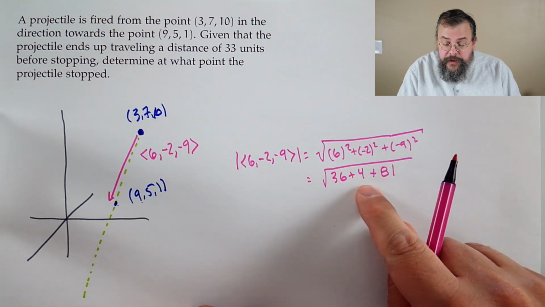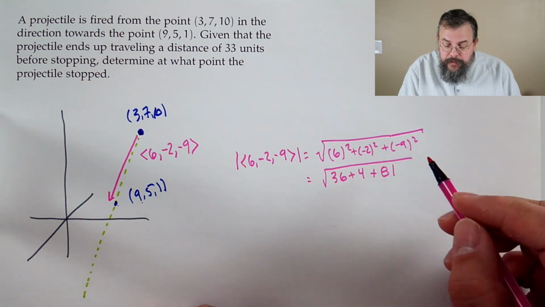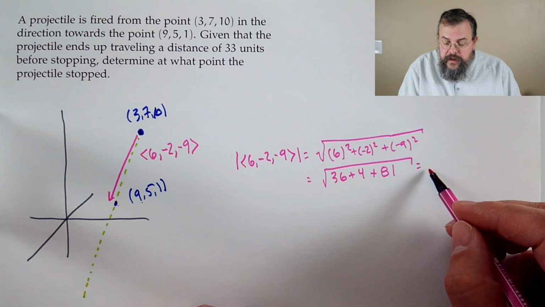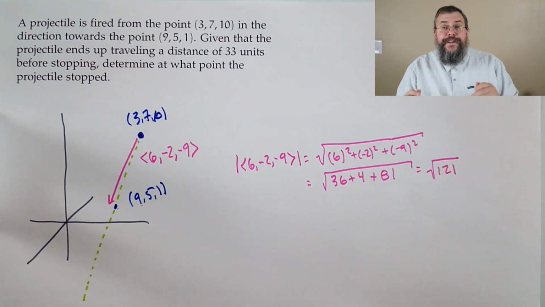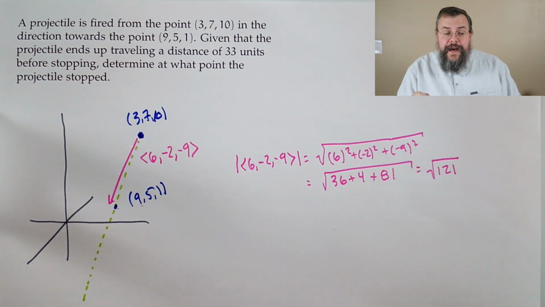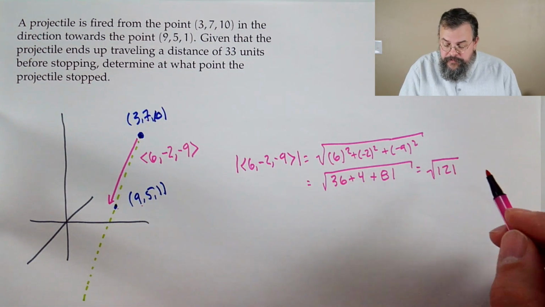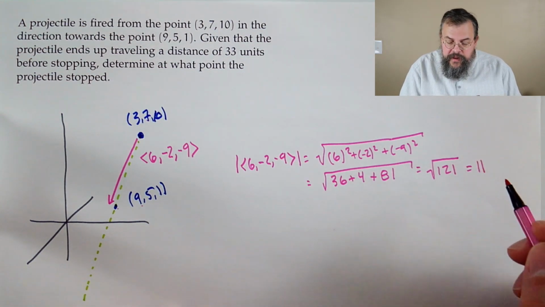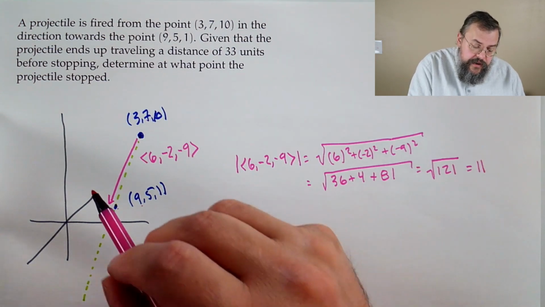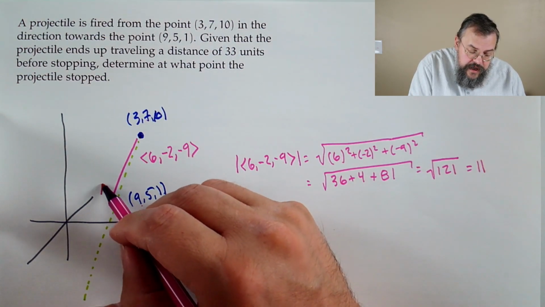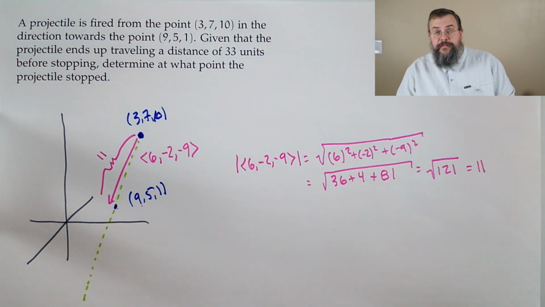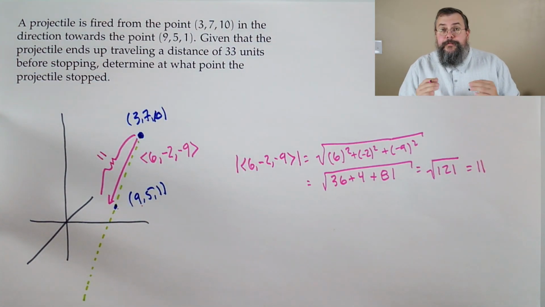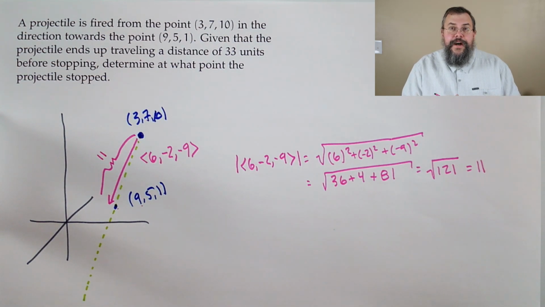All right, 36 plus 4 is 40. Add 81 more. That gets us to 121. Now that's a nice number. Square root of 121, we know that. That's 11. All right. Now what does that tell us? Well, what that tells us is that if we went just along this vector, we would travel a distance of 11 units. Now, is that the right length? No, it's not.